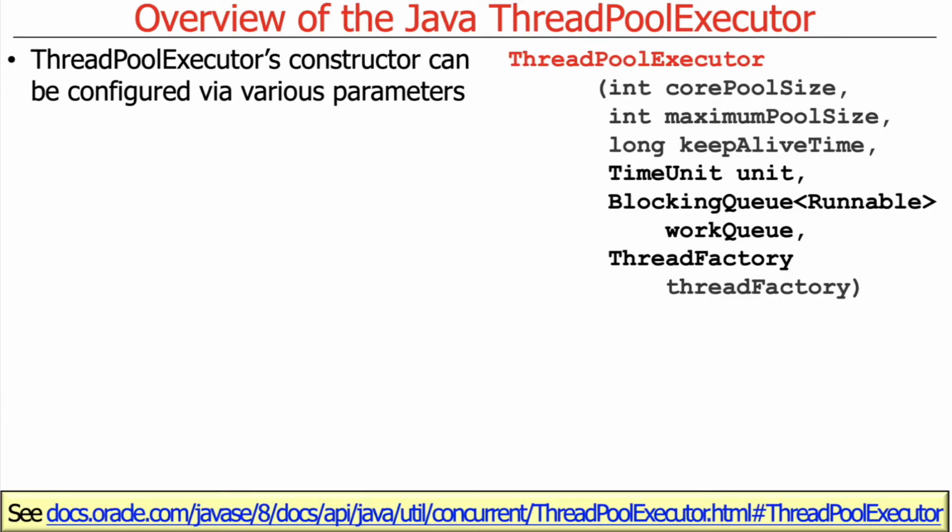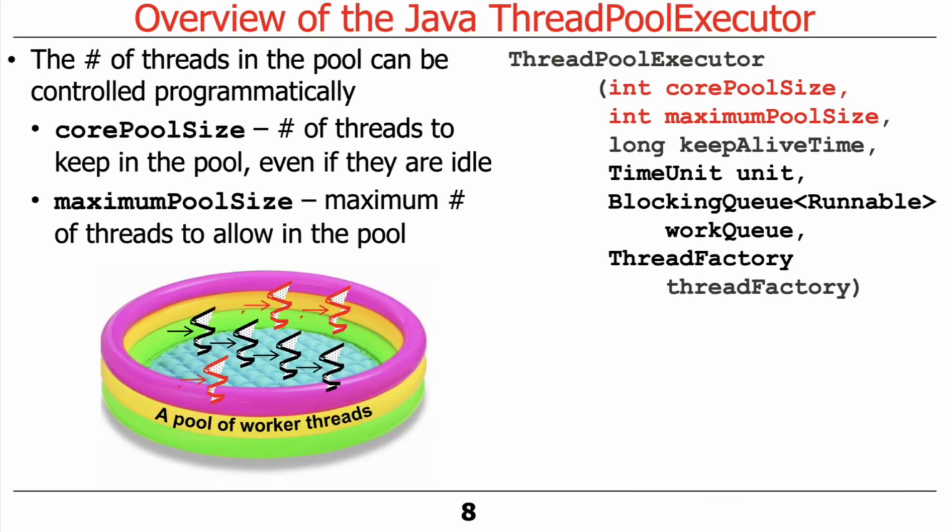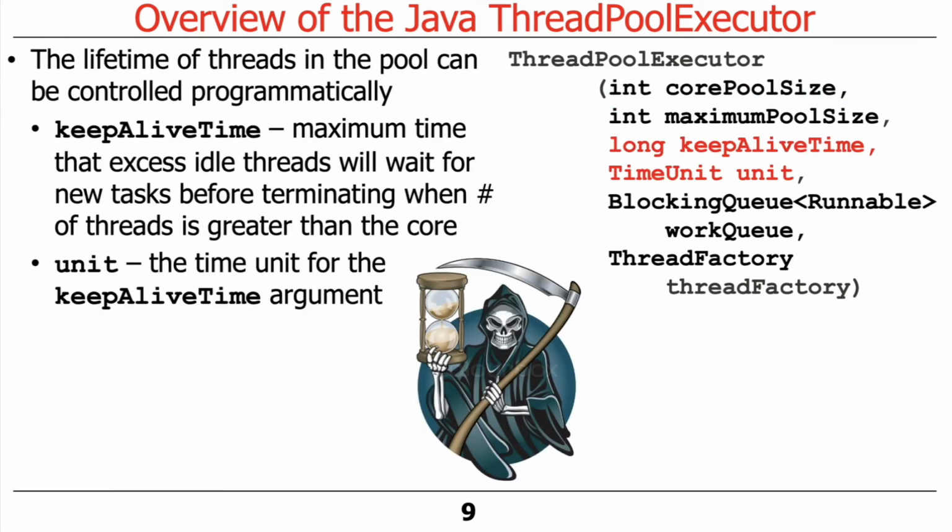The constructor can be configured using a whole slew of different parameters. Here's what they are. The first two parameters control the number of threads to keep in the pool, even if they're not currently being used, even if they're, quote, idle. That's the core pool size. And then there's also another parameter called max pool size, which is the maximum number of threads to allow in the pool. And we'll see here that different types of thread pools are given different values for the parameters to control the behavior of the ThreadPoolExecutor.